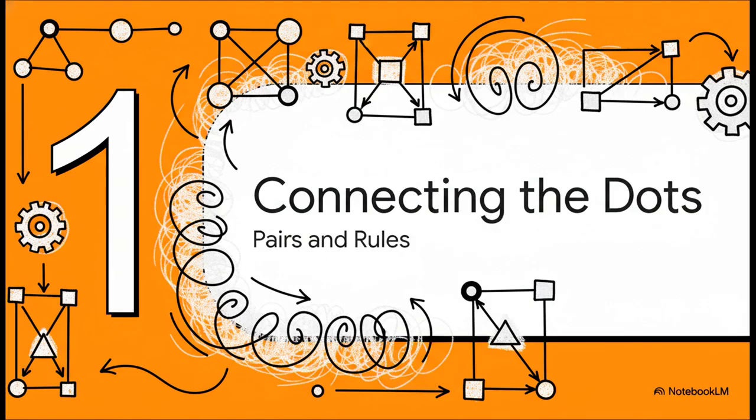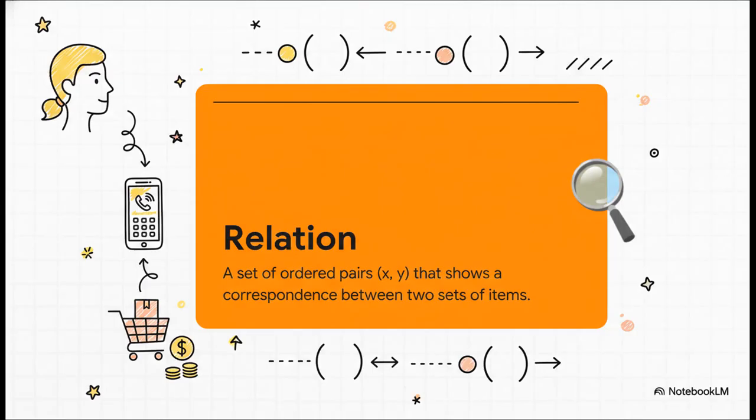See, before we can even get into what's true or false, we have to have a rock-solid way to describe how any two things are linked in the first place. The most fundamental way we do that is with something called a relation. And honestly, it's exactly what it sounds like. It's just a big list of connections. Think of it like this. This person goes with this phone number, this product goes with this price. It's literally just a set of pairs that show a connection.